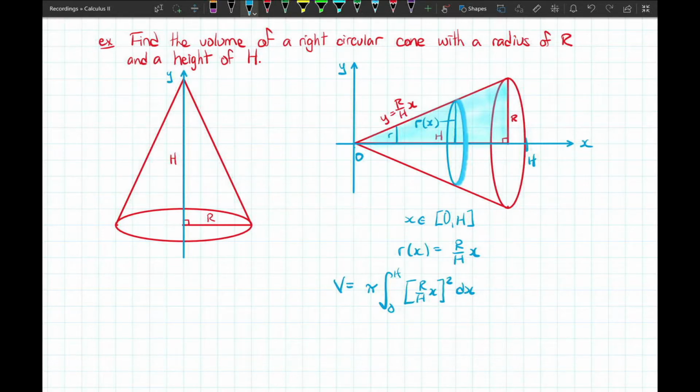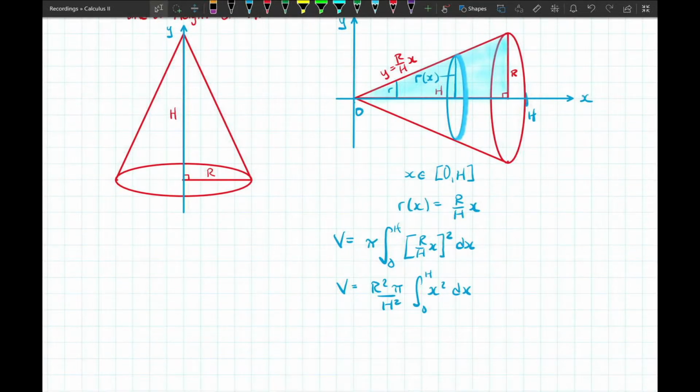Now, R and H are simply just constants in this problem. So when they are squared, they're going to be brought out front of this integral. And then we're simply going to integrate x squared from 0 to H. So the antiderivative is x cubed over 3.